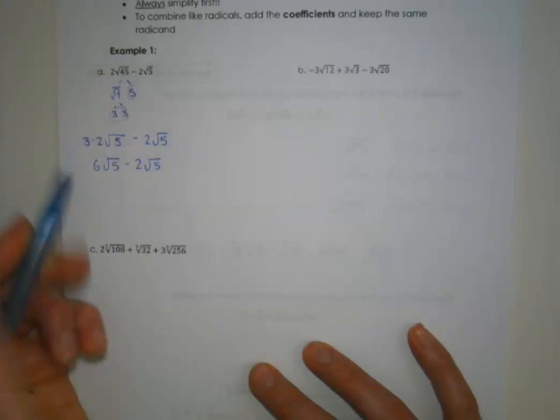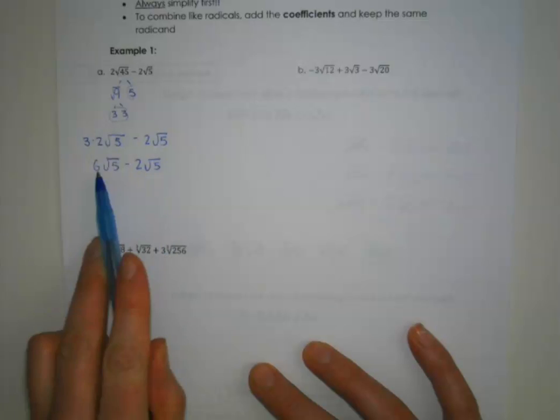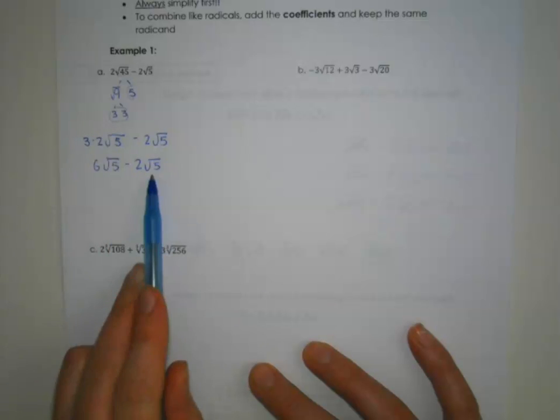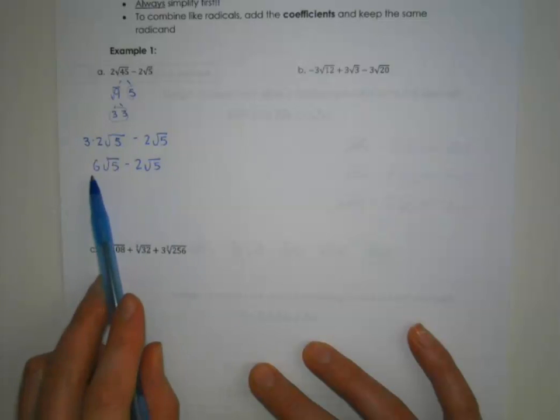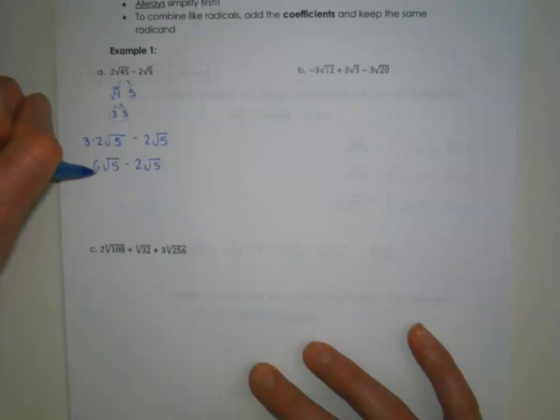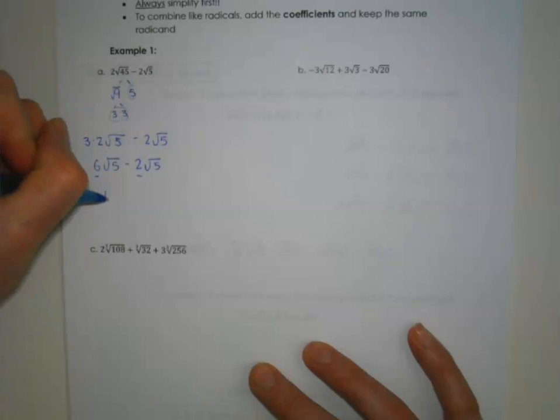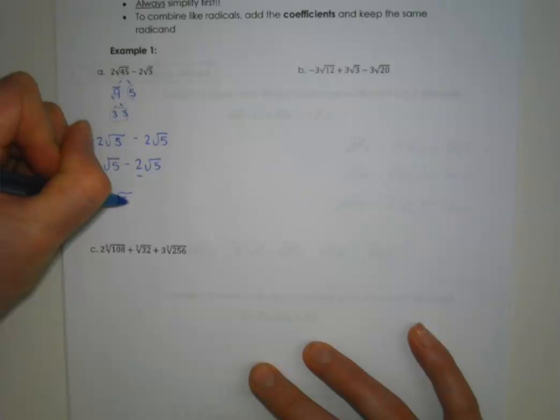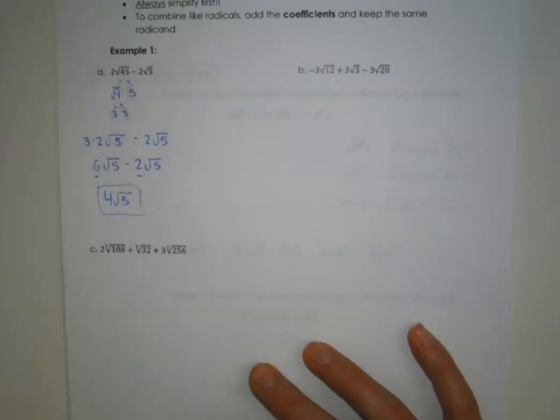And so now we would just consider both of these are square roots, so they have an index of 2. They both have a radicand of 5, so we can combine them. All we want to do is do the mathematical operation that's being indicated for the coefficient. So 6 minus 2 gives us 4, and the radicand stays the same. So our answer to that is 4 root 5.